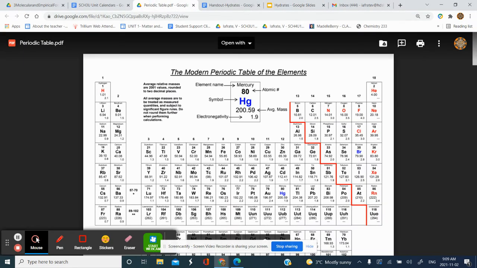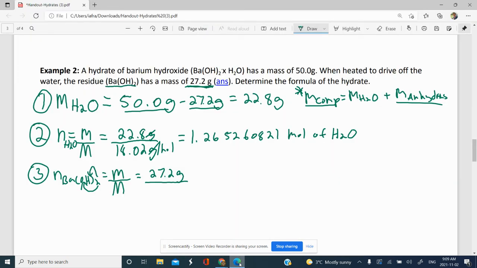Barium is 137.33. So plus 137.33. And I get 171.35 grams per mole. Cancel out the grams and you get moles left. So we have 27.2 divided by that answer.